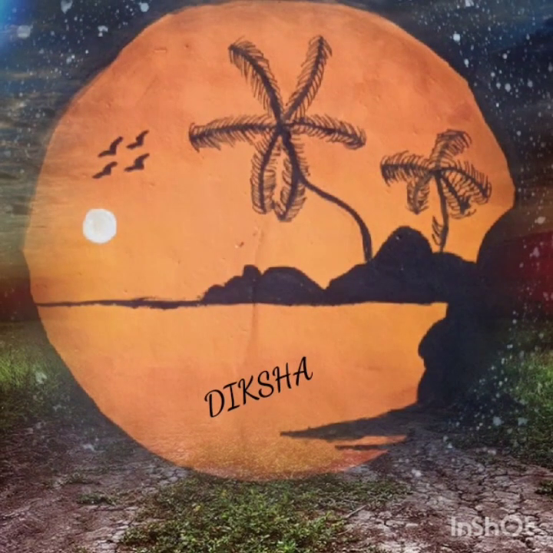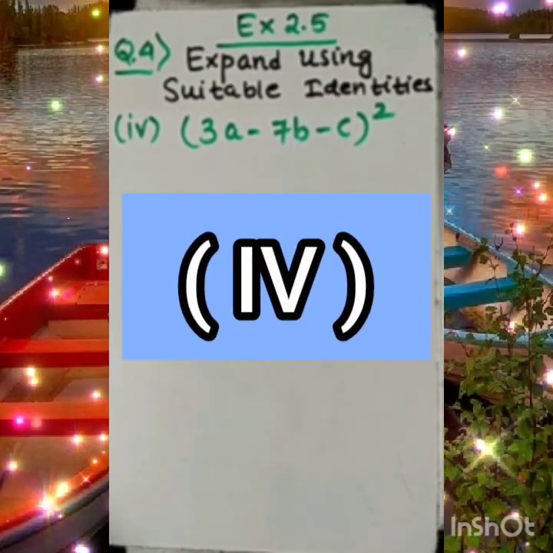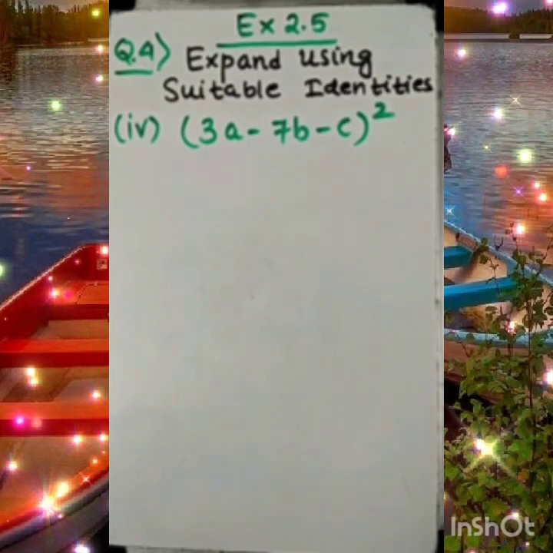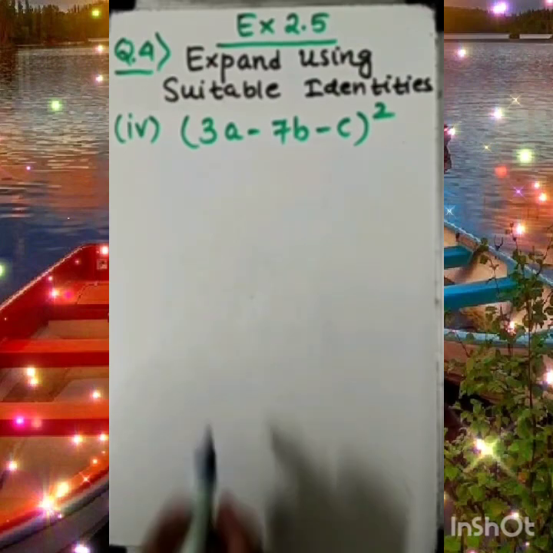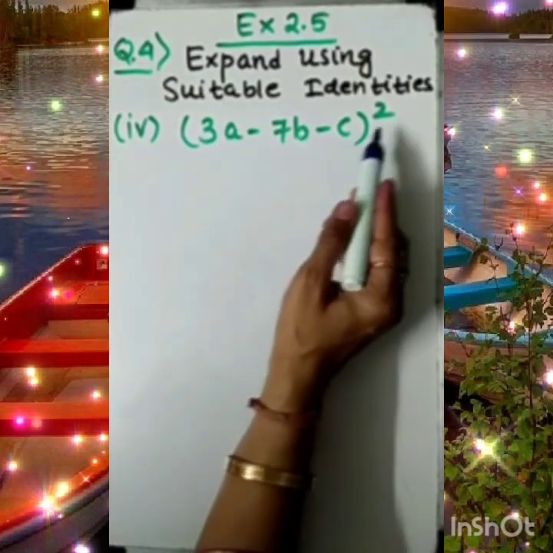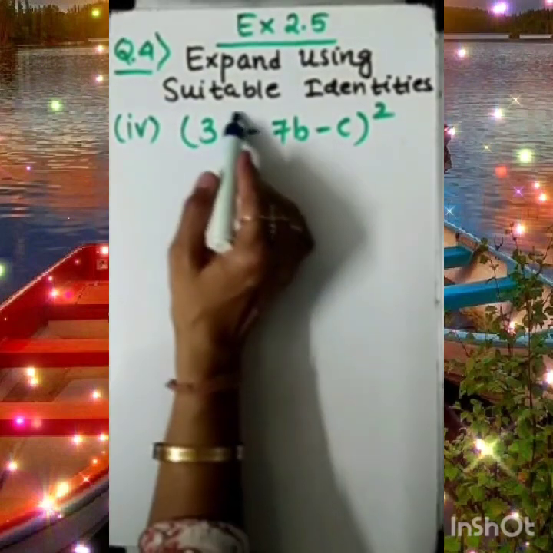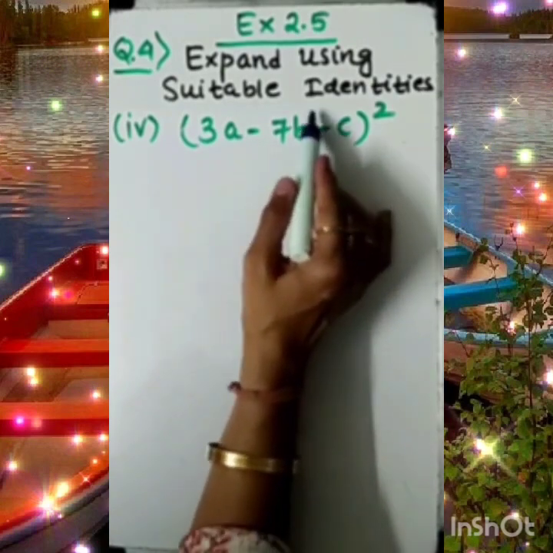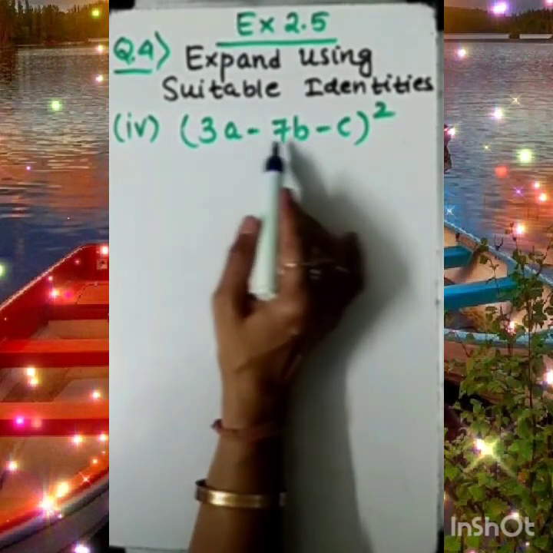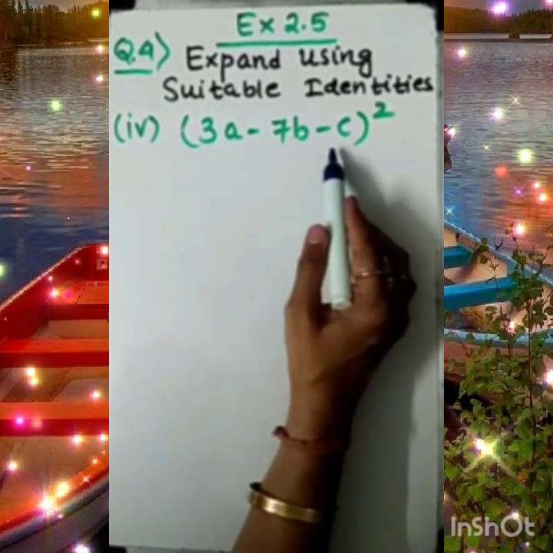So my dear student, on your screen you can see the fourth question, the fourth part. We are given 3a minus 7b minus c whole squared. Of course it is a trinomial, so we need to apply the squaring of a trinomial identity. Now what is the first term? 3a. What is the second term? Minus 7b, along with the sign. What is the third term?